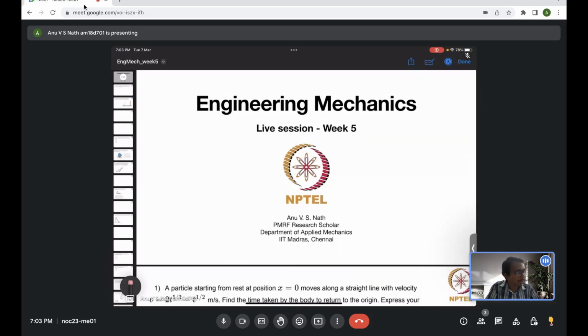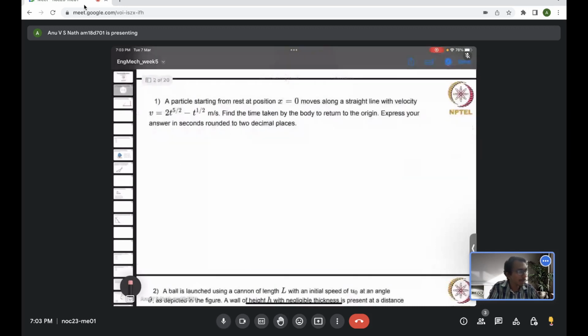So we'll go to the first question. A particle starting from rest at position x equal to 0 moves along a straight line with velocity v equal to 2 t raised to 5 by 2 minus t raised to 1 by 2 meter per second. Find the time taken by the body to return to the origin. Express your answer in seconds rounded to 2 decimal places.